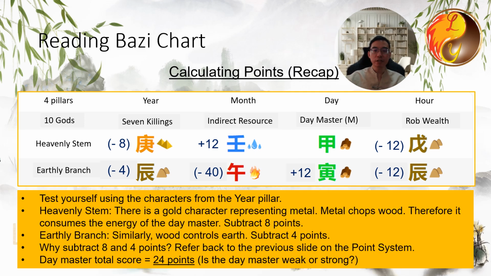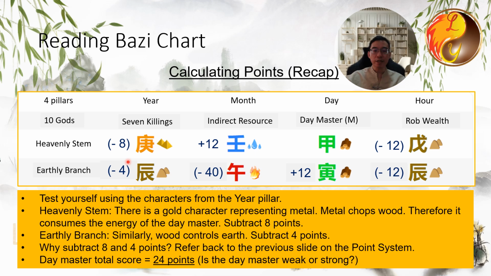Test yourself using the characters from the year pillar. Looking at the heavenly stem, there is a gold character representing metal. Metal chops wood, therefore it consumes the energy of the day master. Subtract 8 points. Earthly branch. Similarly, wood controls earth. Subtract 4 points.